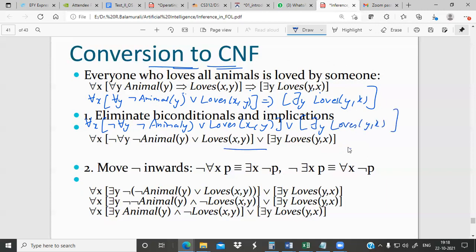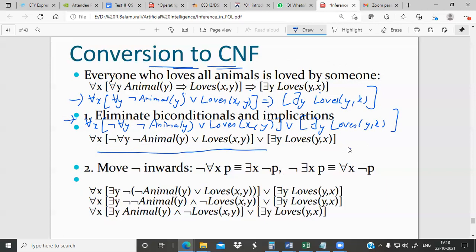So that is nothing but this statement. How did we get this statement? By removing these two implications. There are basically two steps involved, so I wrote it separately. When you remove these two implications, you get a statement something like this. Now we are going to apply a small rule.